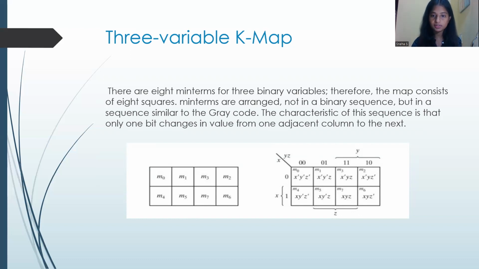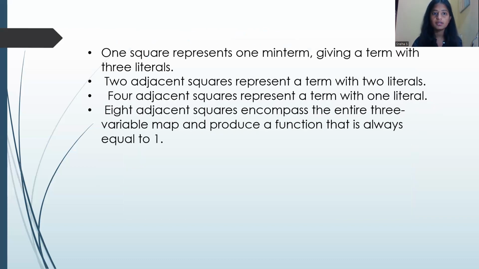Since it is for three variables, there will be 8 minterms, which can be represented in the order of M0 to M7. Each square represents one minterm, giving a term with 3 literals. Two adjacent squares represent a term with 2. 4 adjacent squares are represented with 1. And 8 adjacent squares encompass the entire map, which is always equal to 1.